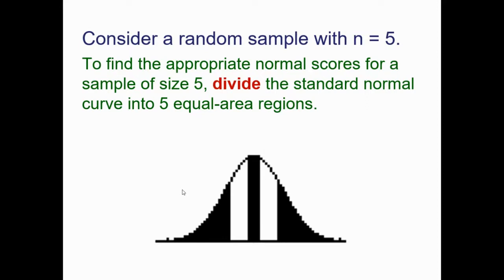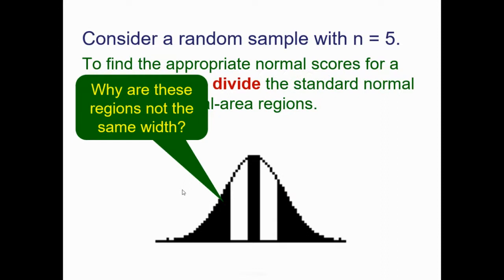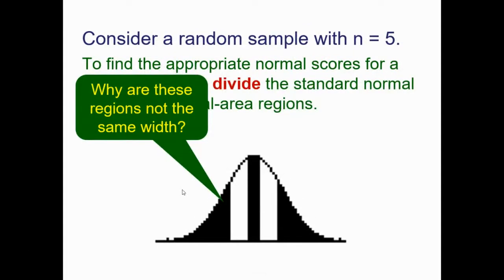One fifth. That's what I'm going for. So each region has an area equal to 0.2. Why are these not the same width? I mean, they have the same area, but why aren't they the same width? Each region has 20%. They're not going to be the same width because the graph is taller in some parts than it is in others.